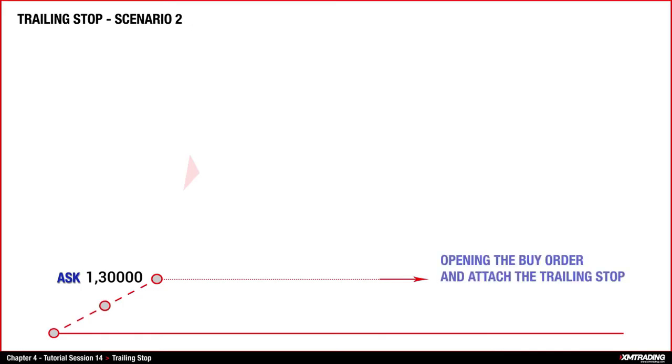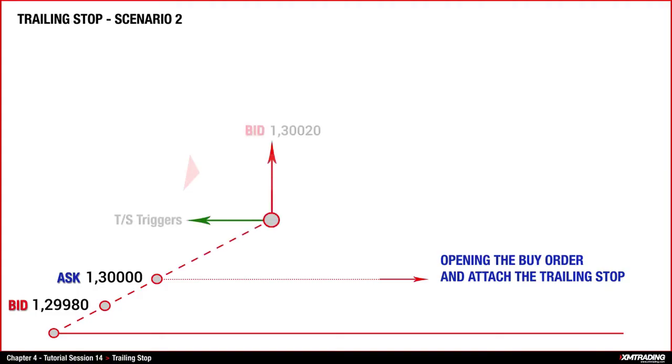Supposing you open a buy position of EUR/USD and immediately modify this order by using the trailing stop at the minimum distance of 40 points, which is equal to 4 pips. The ask price now will be 1.30000, and the bid price now will be 1.29980.